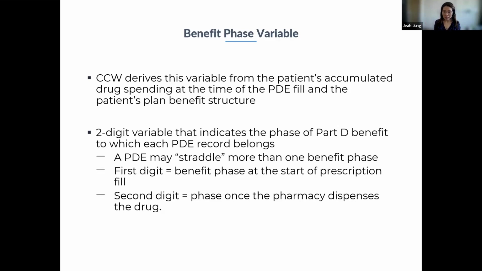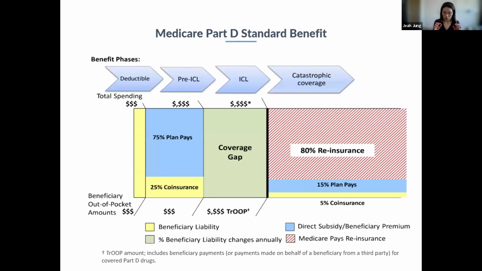The first digit indicates the benefit phase at the start of a prescription fill, and the second digit indicates the phase when the prescription is filled. In the example I gave, the beneficiary started with the deductible, but by filling the prescription hit the catastrophic coverage, so the benefit phase variable would say DC. I'm going to go through how they use the letters for each benefit phase.